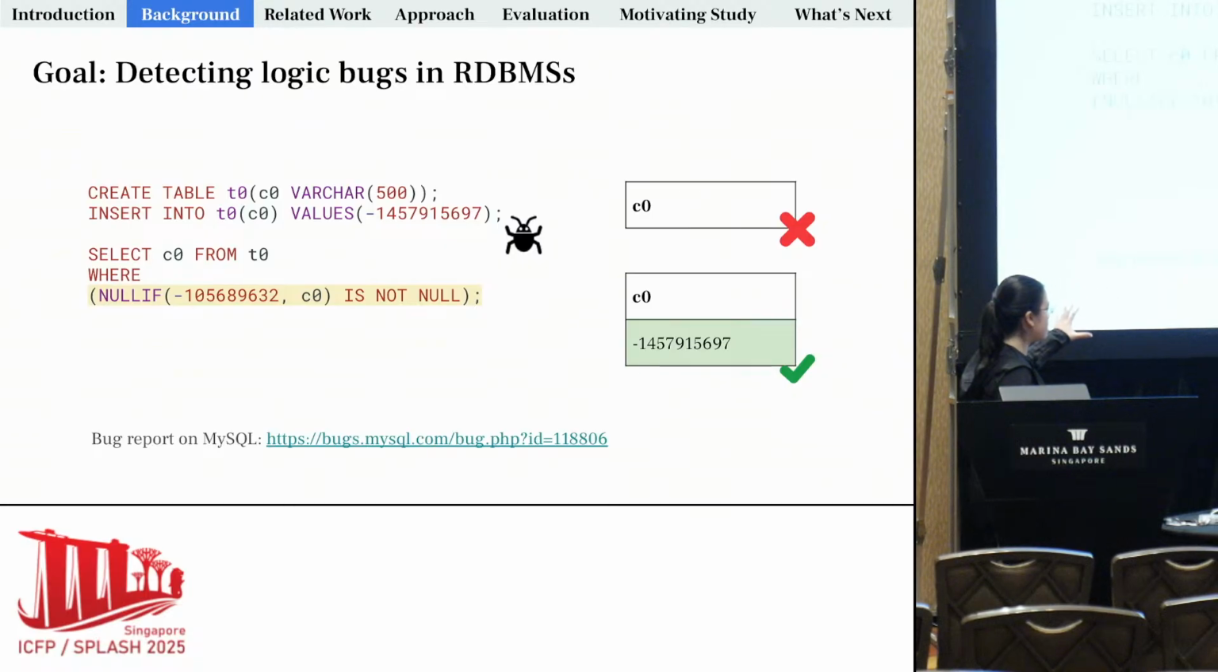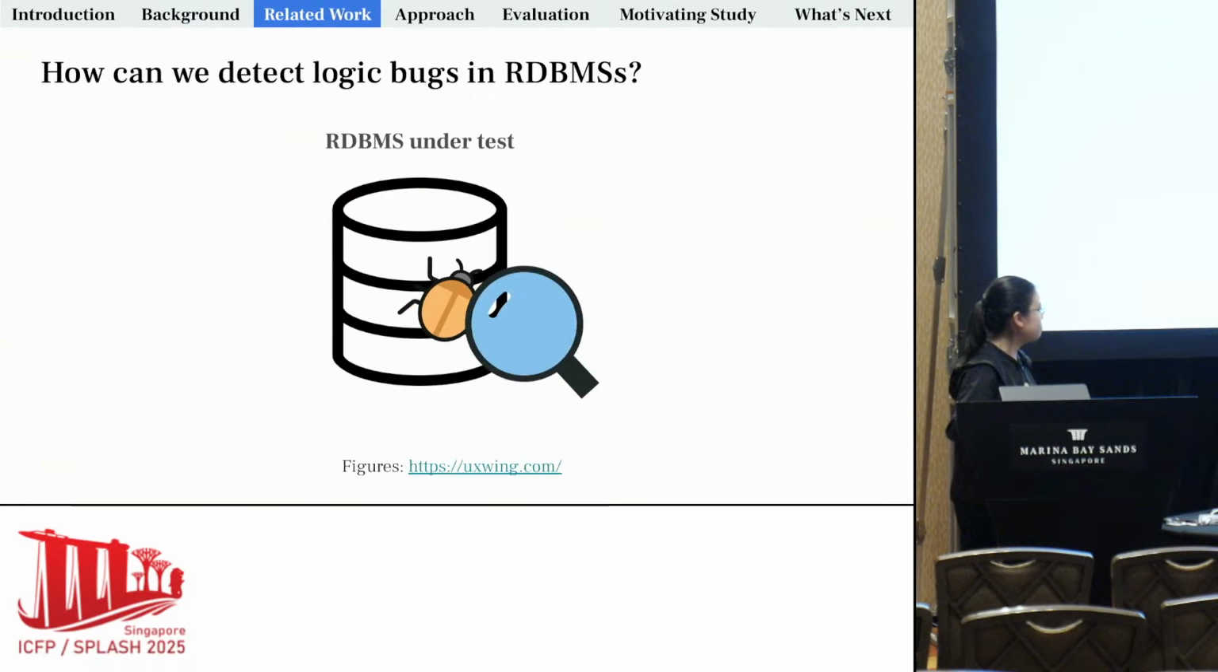Take this SQL query for instance. If we were to evaluate this on MySQL, it will return an empty result set, which is contrary to our expectations. This is a logic bug that we have found using our system and reported to MySQL. And the developers have also verified this bug. But as you might imagine, trying to detect logic bugs in database systems can be a pretty challenging task because we effectively need a way to characterize the expected query result for a given query evaluation.